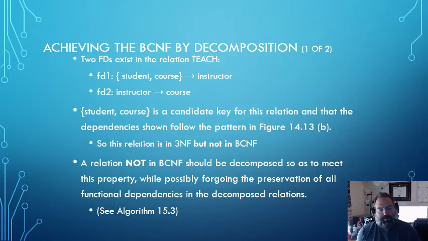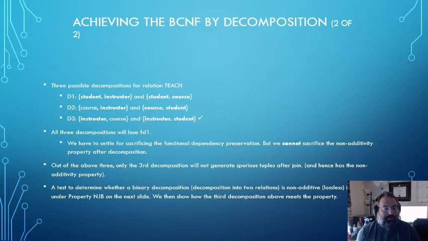A relation not in BCNF should be decomposed so as to meet this property, while possibly foregoing the preservation of all functional dependencies in the decomposed relations. Three possible decompositions for relation TEACH: decomposition 1 is student, instructor and student, course. The second is course, instructor and course, student. The third is instructor, course and instructor, student.